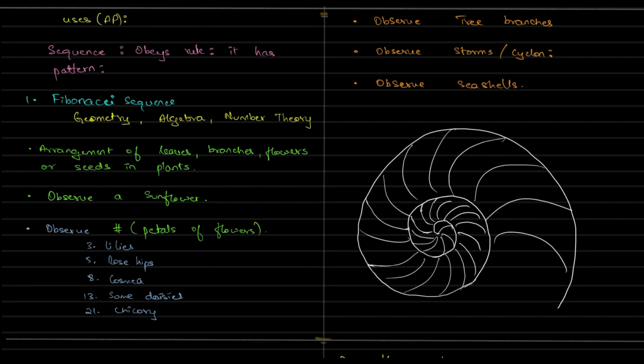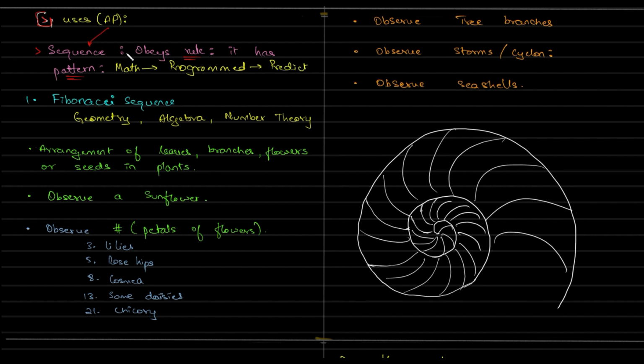Now we'll look into uses of an AP. So AP as a topic comes from sequence, right? It's a branch of sequence. Sequences are nothing but a set of numbers in a particular order, obeying a particular rule. So we can see patterns there. When we talk about rules and patterns, we can certainly express them mathematically as an expression or an equation, which in turn can be programmed, and which in turn can be used to predict.